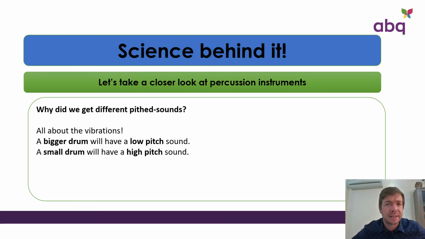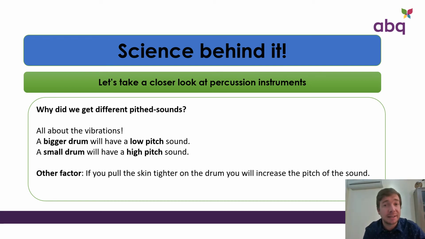But is that the only factor that we can change to create a higher or lower pitch? No. The other factor that plays a role is how tight the skin is over the drum. Exactly the same as we've done in a string instrument. When we pull the string tighter, we get a higher pitch. The same with the skin that covers the drum. If the drum skin is pulled tighter, we're going to create a higher pitched sound. If we relax the skin, we're going to get a lower pitched sound. So two things play a role in a percussion instrument, for example, the drum: the size of the drum, and the tightness of the skin of the drum.